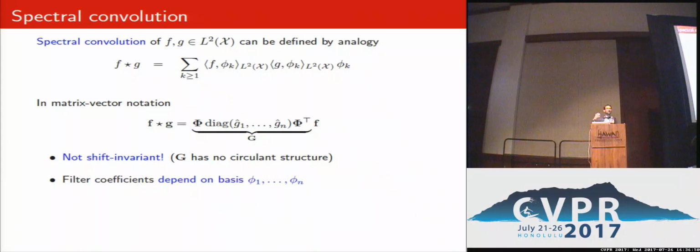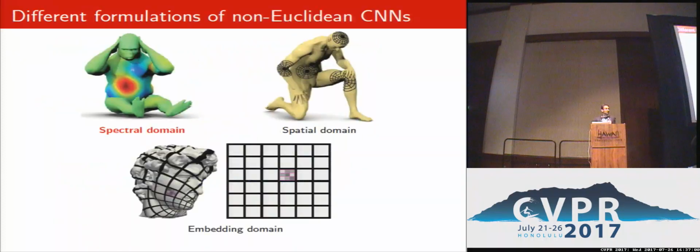Unlike the Euclidean case where the basis is fixed, it's the property of the space in which we are working. Here, each manifold, each shape comes with its own Laplacian, with its own basis. We'll see why it is a problem. Okay? So let's now fast forward to the generalization of convolutional neural networks.